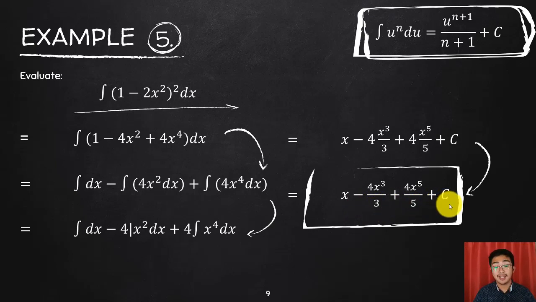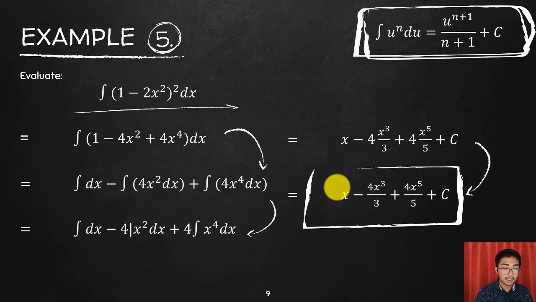However, this can also be represented as x minus 4/3 multiplied by x cubed plus 4/5 multiplied by x to the 5 plus c. So they are both correct. They are accepted answers. So that is it for our examples for the power formula.